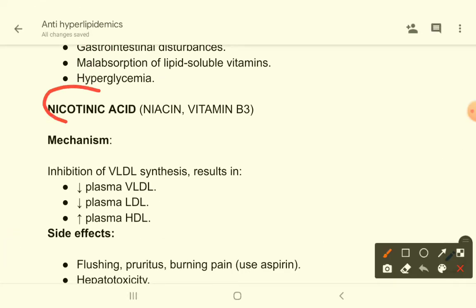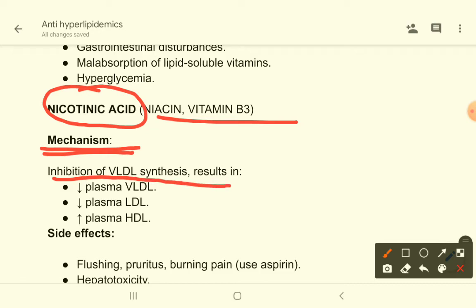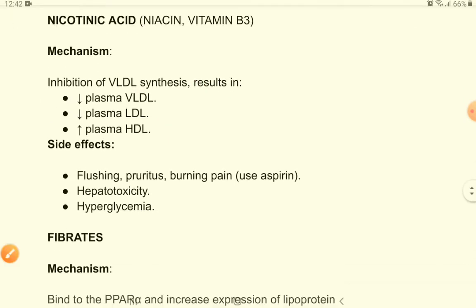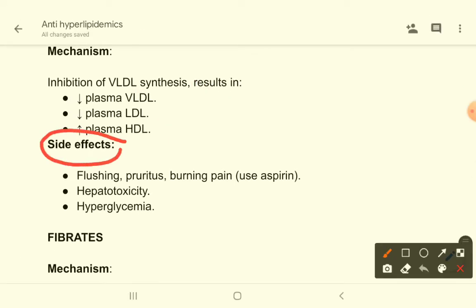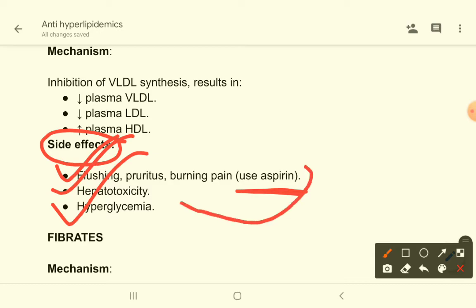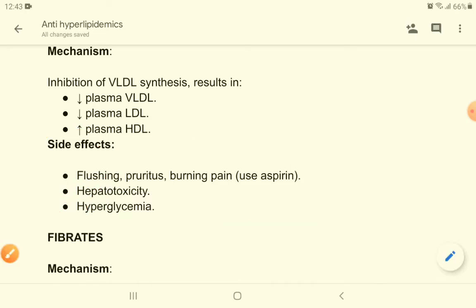Another drug which is nicotinic acid or niacin, vitamin B3, whatever you call it, mechanism is inhibition of VLDL synthesis. We have already talked about decreased plasma VLDL, decreased plasma LDL and increased plasma HDL. This is very important. Then the side effects are flushing, pruritus, burning pain. So you can use aspirin there. Hepatotoxicity, hyperglycemia, etc. So as these adverse effects are very disturbing to some patients, you may not prefer these drugs in these individuals.